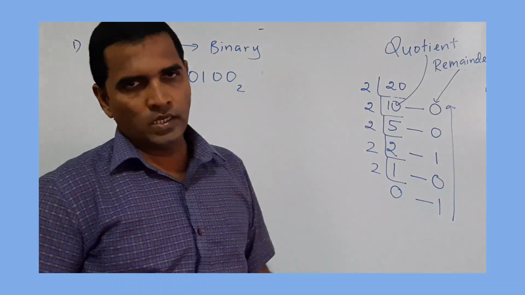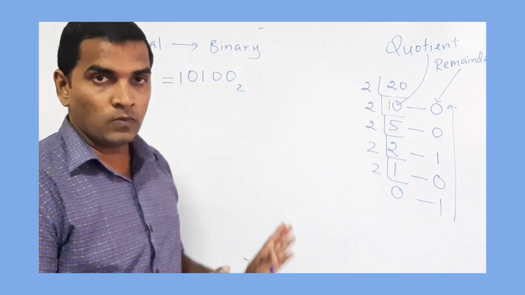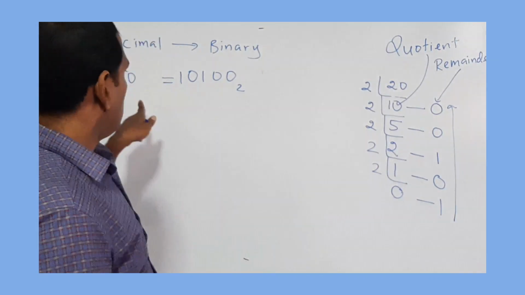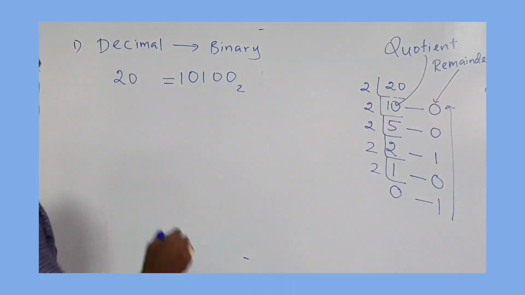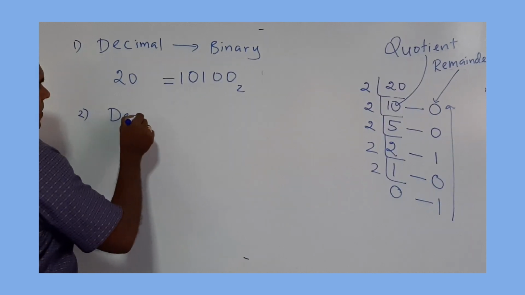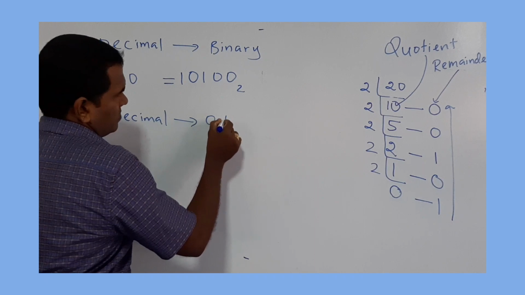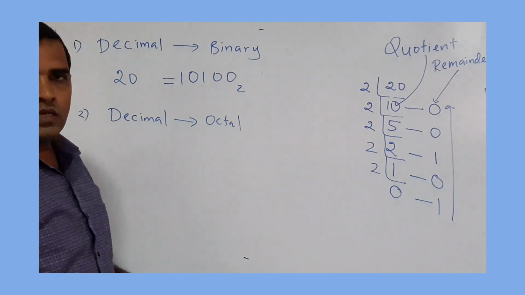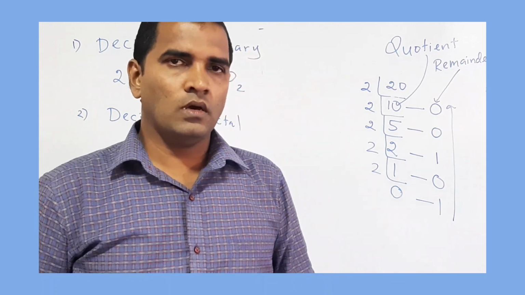If you have any doubt, we will discuss at the end of all these 12 conversions. So I straight away go to the second conversion. Here the second conversion is decimal to octal. Converting a decimal number into an octal value.